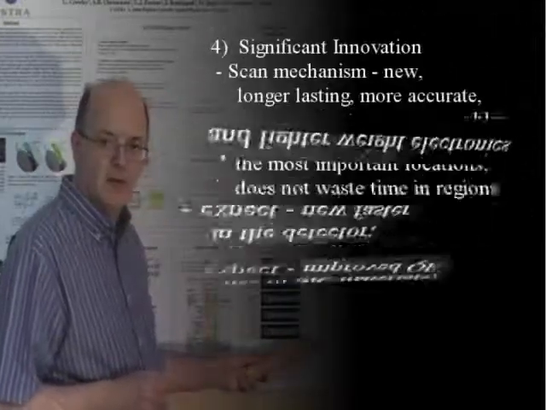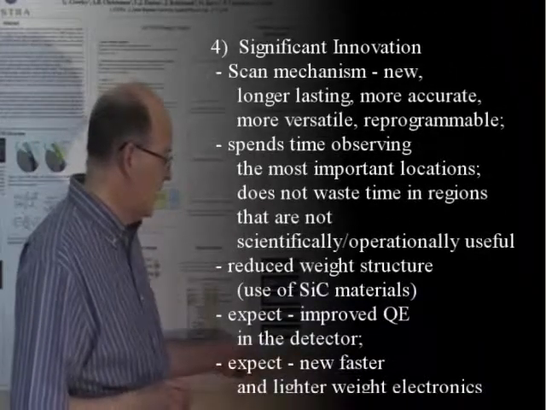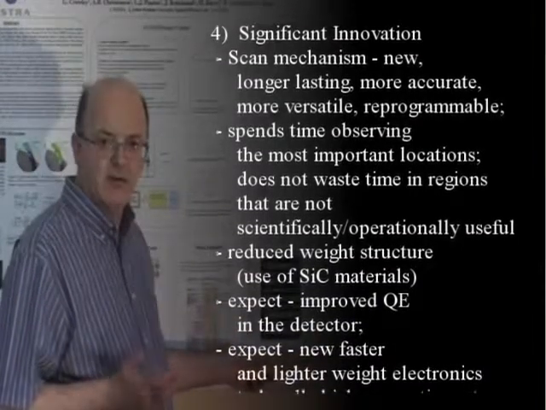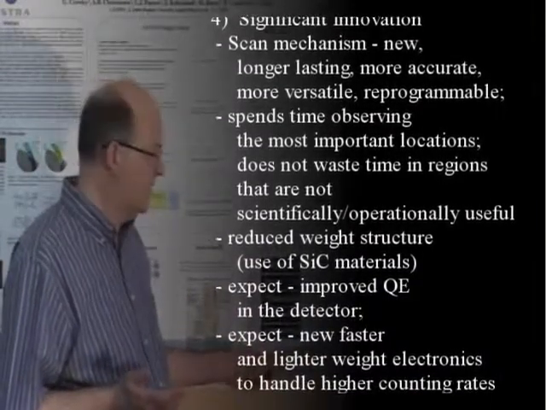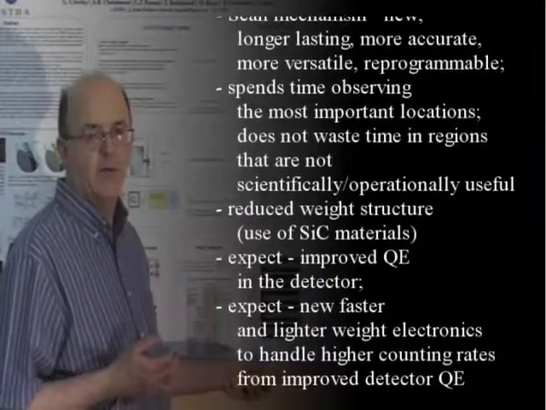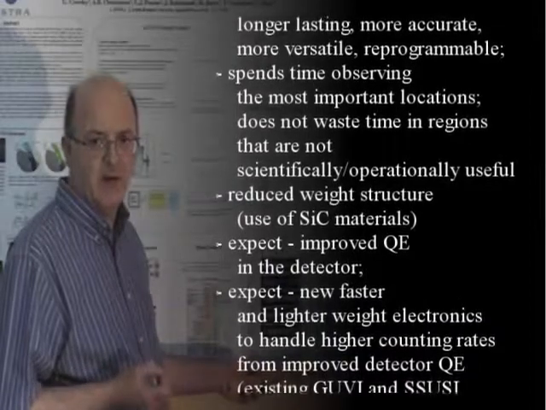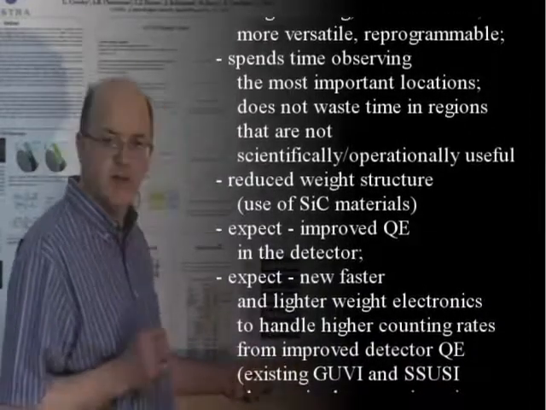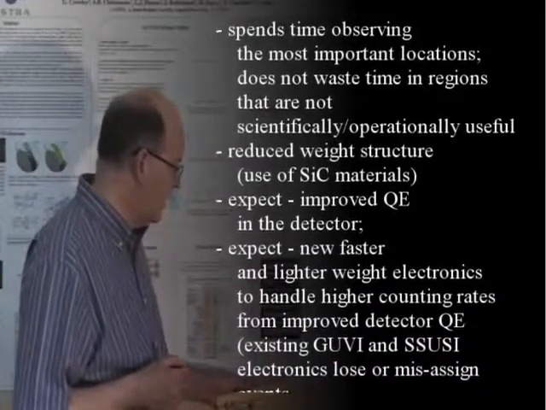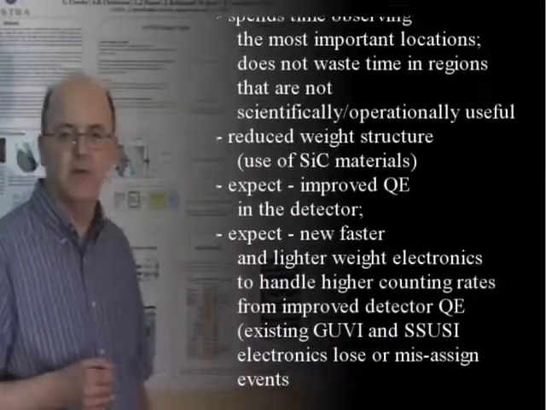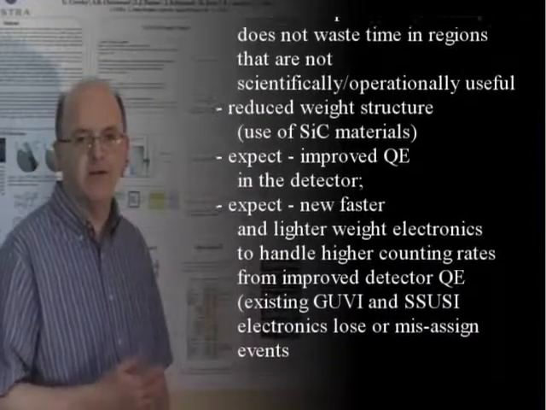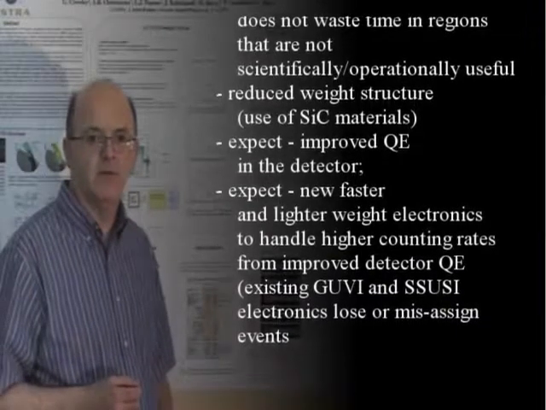There's significant innovation in this instrument. We've currently focused on the scan mechanism itself, but we're also expecting to have a new detector with a higher quantum efficiency, and a new digital processing unit with higher speed electronics, which will also require less power and a smaller footprint, so we'll need much fewer spacecraft resources than GUVI required. And then finally, we are also expecting that Guvito will cost less than GUVI, based on the benefit from the heritage of the GUVI instrument and what's gone before.